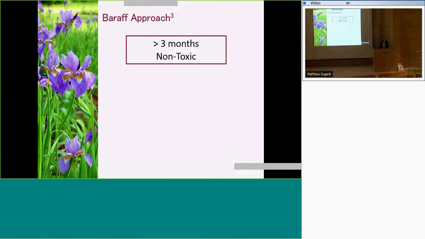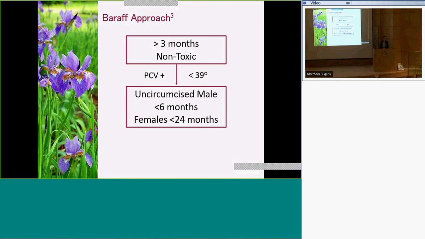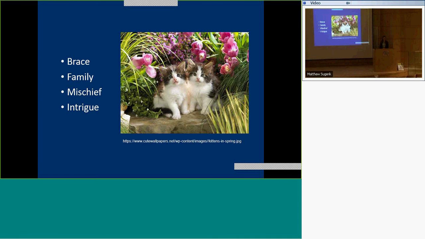Simpler still, I like this one. If you're over 3 months and you're non-toxic, you've had your pneumococcal vaccine and you're less than 39 degrees, you're an uncircumcised guy or a girl less than 2 months, then all you need is a UA and urine culture. And that's it.